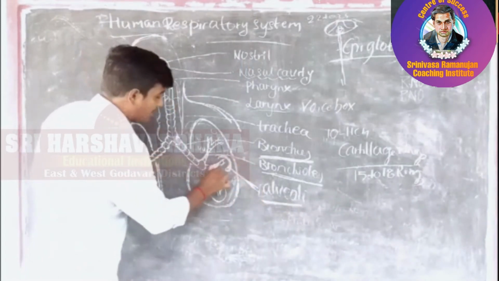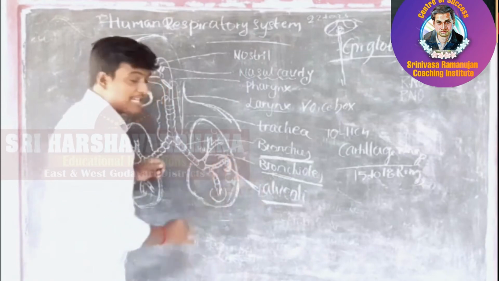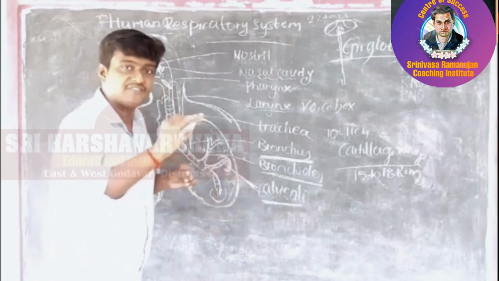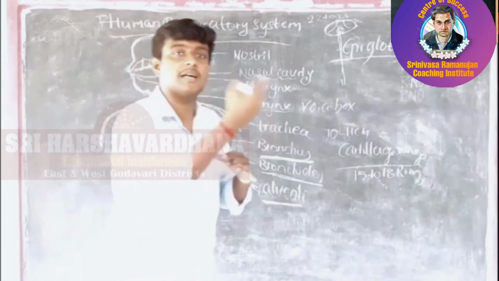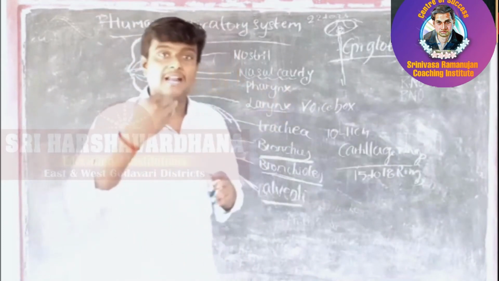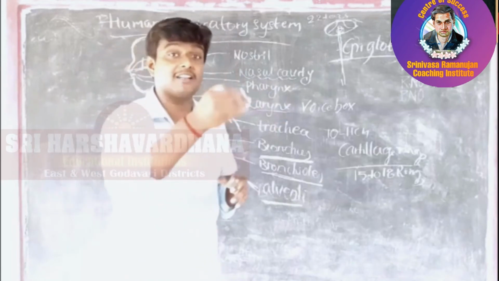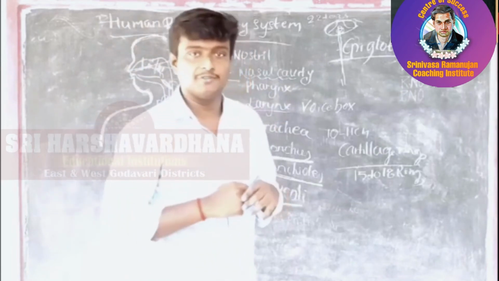So when the bronchiole releases the air into the alveoli, the exchange of gases takes place. I mean, they are taking in oxygen and releasing carbon dioxide there at the alveoli. How the gas exchange takes place there, I will explain to you.